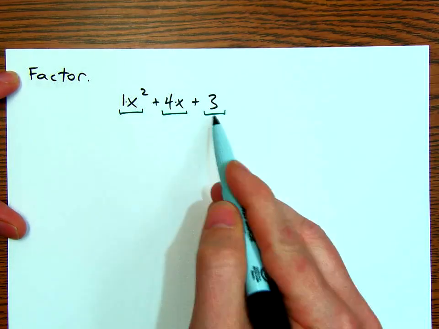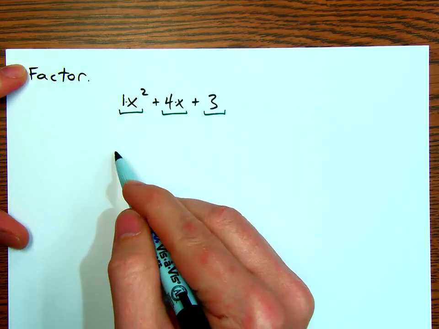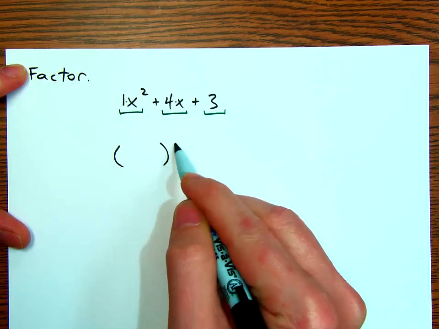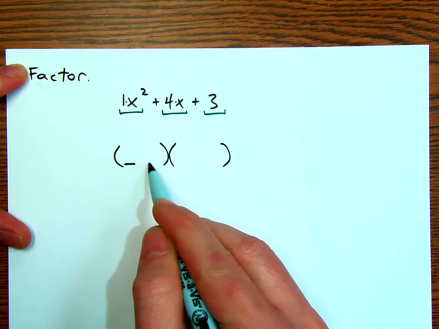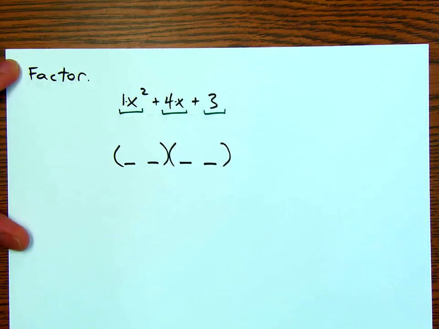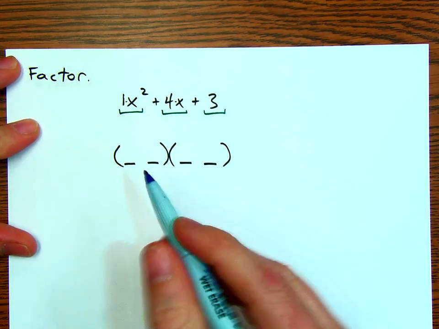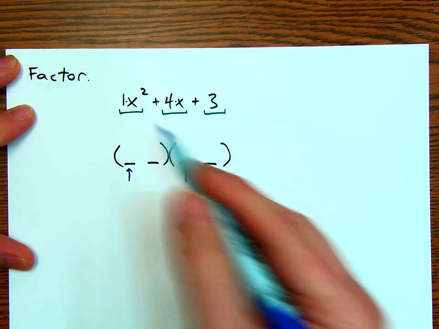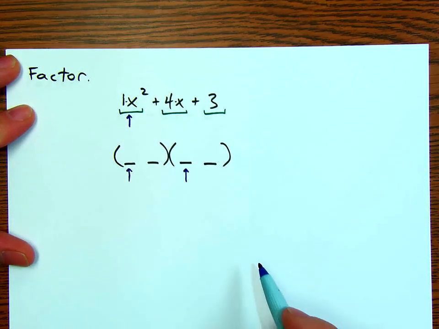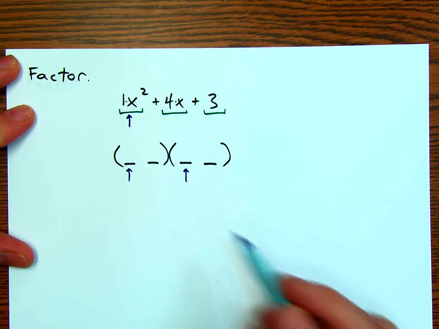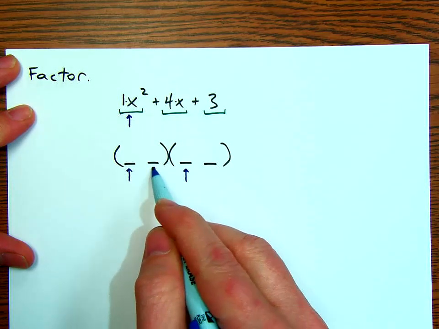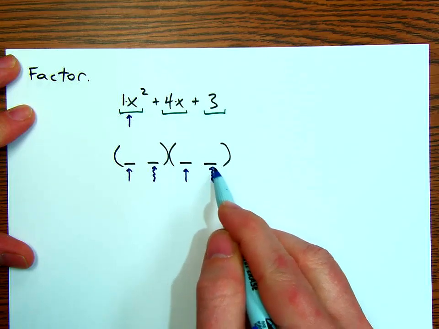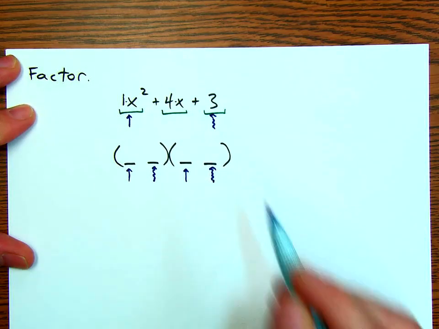Now, in general, 3-termed expressions have the ability to factor into 2 binomials. Okay? And what we can consider is that the first 2 terms in these binomials should multiply to equal this first term. And the second 2 terms in these binomials should multiply to equal this last term.